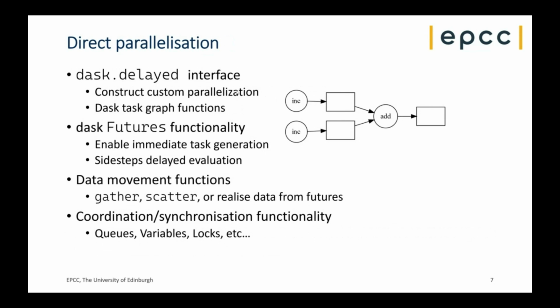You can do that either using the Dask delayed interface, which lets you construct the parallelization and Dask graph functionality, and then run it all once you've built your whole task graph. Or more recently, there's something called Dask Futures, which does a similar thing, but you don't have to build the whole task graph before you start running things. So you can actually do immediate task generation, and partially evaluate your task graph whilst you're building it, which can be more efficient. And of course, as well as these functions, there are data movement functions and coordination and synchronization functionality if you're going to build these kinds of things.